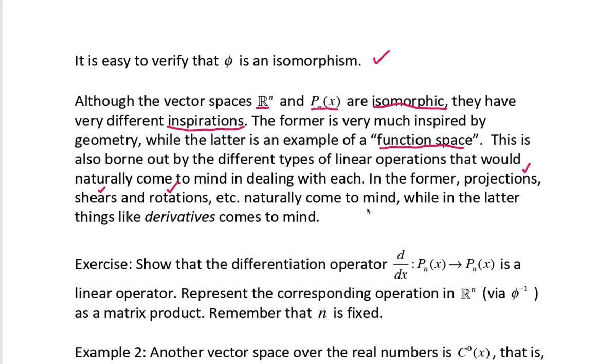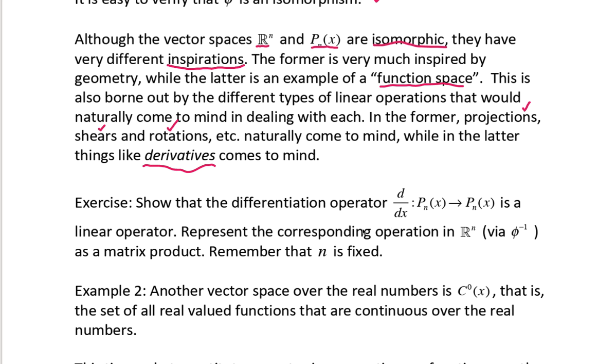What kind of operations that might be linear would appear naturally if you were dealing with a function space like p sub n of x? How about derivatives, right? Isn't that a linear operation? Okay? Go back to the definition of a linear operator. You will see indeed that differentiation is a linear operation. In fact, I give this as an exercise for you.